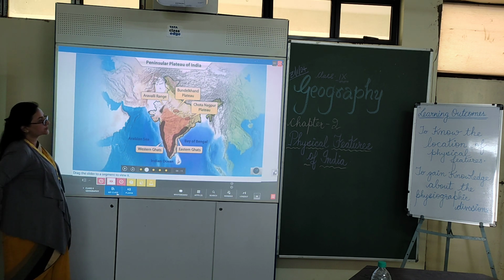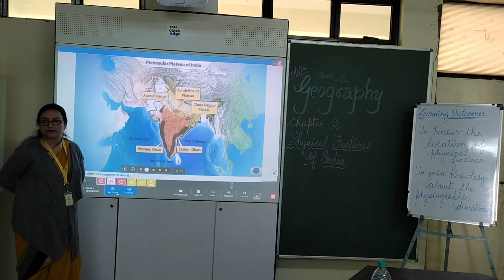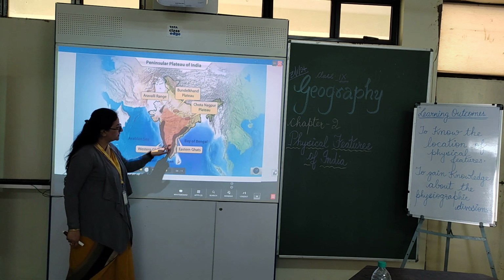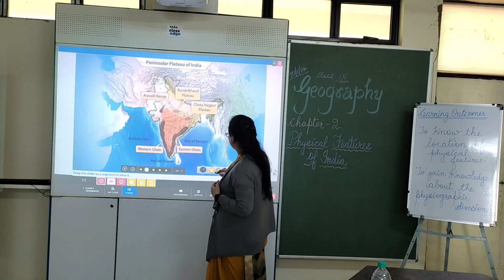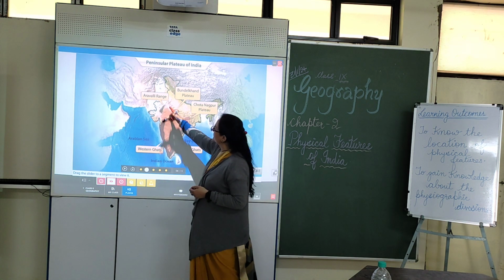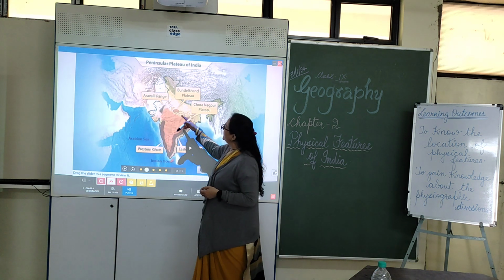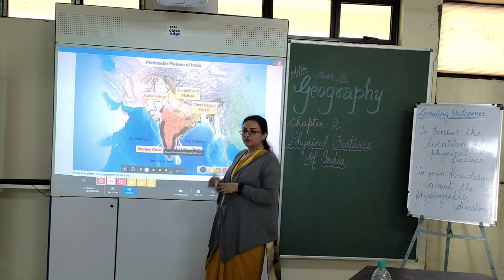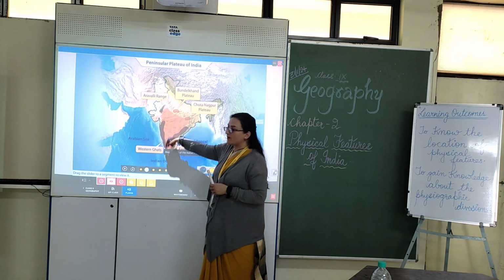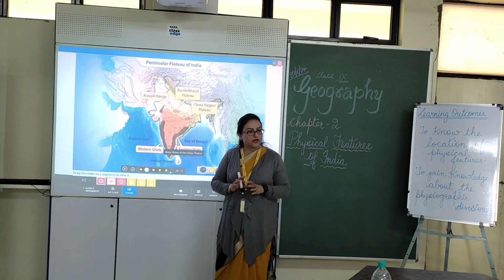Now can you see the location of the peninsular plateau? Yes, ma'am. This is the peninsular plateau and it is surrounded by the Aravalli hills. And you have the Bundelkhand plateau, the Chota Nagpur plateau, the Western Ghats and the Eastern Ghats. So the peninsular plateau is bounded by all these plateaus and Ghats.